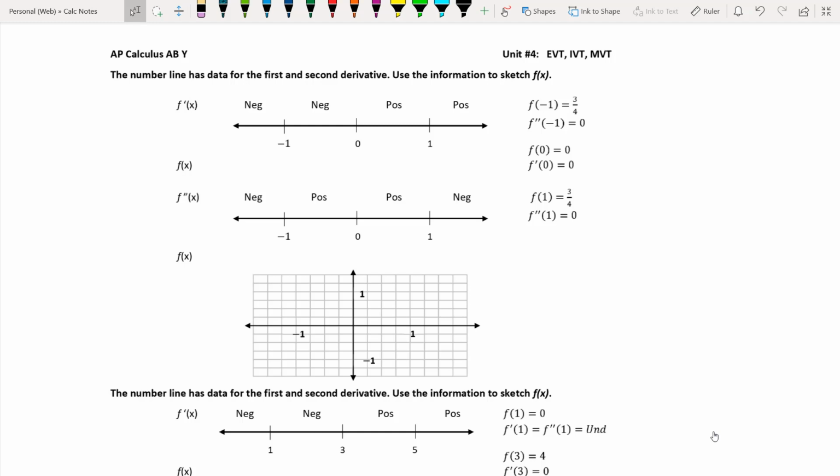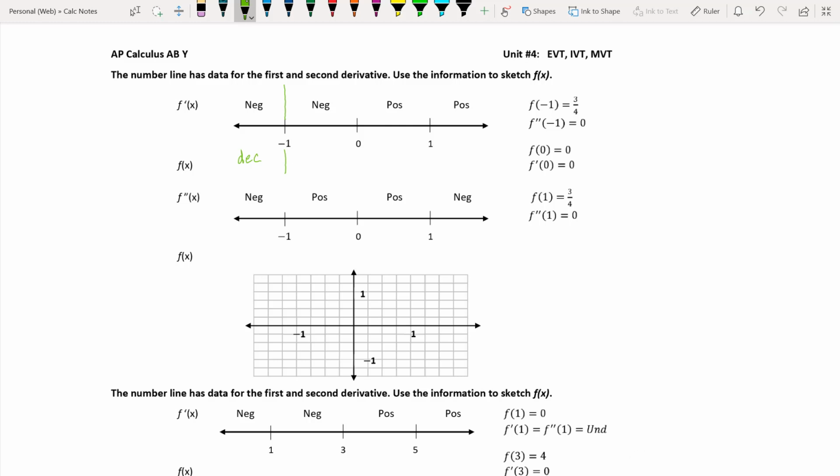And so the first thing we look at here is we see that f prime of x is negative, and that's going from -infinity to -1. Well, what does that tell me about f of x? That tells me that f of x is decreasing.